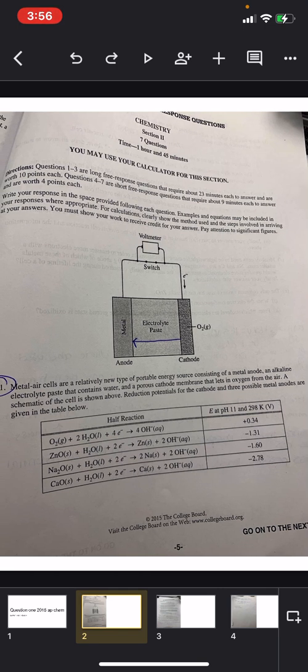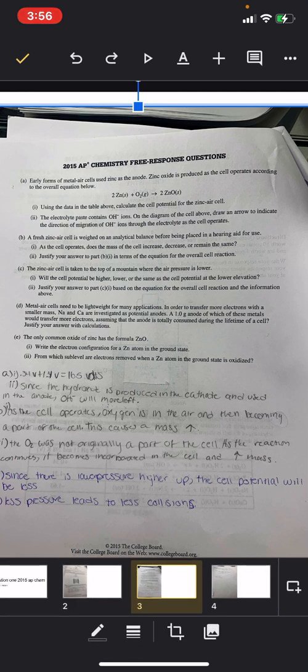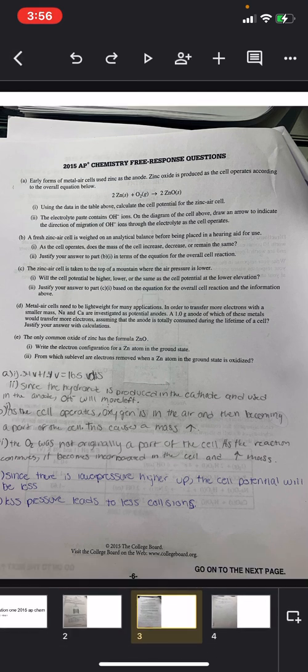So if you look at the table, the first half reaction is the oxygen reaction for the cathode, and the zinc, sodium, and calcium are for the metal anode possibilities. Part A says early forms of metal air cells used zinc as the anode, and zinc oxide is produced as the cell operates according to the overall equation below. Using the data in the table above, calculate the cell potential for the zinc air cell. This would be the O2's forward reaction on the table and the zinc's reverse reaction on the table.